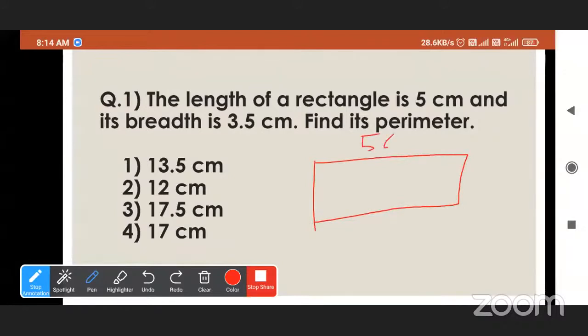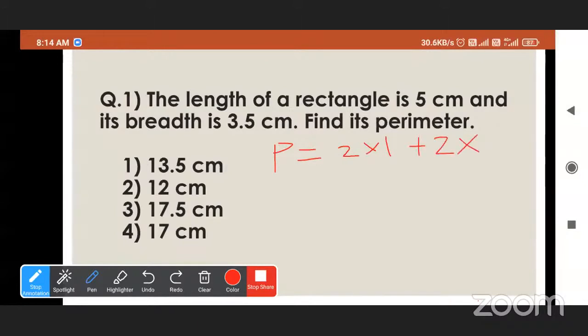Length is 5 centimeter and breadth is 3.5. Now tell me the formula to find out the perimeter of a rectangle. P is equal to 2 into length plus 2 into breadth. 2 into L.